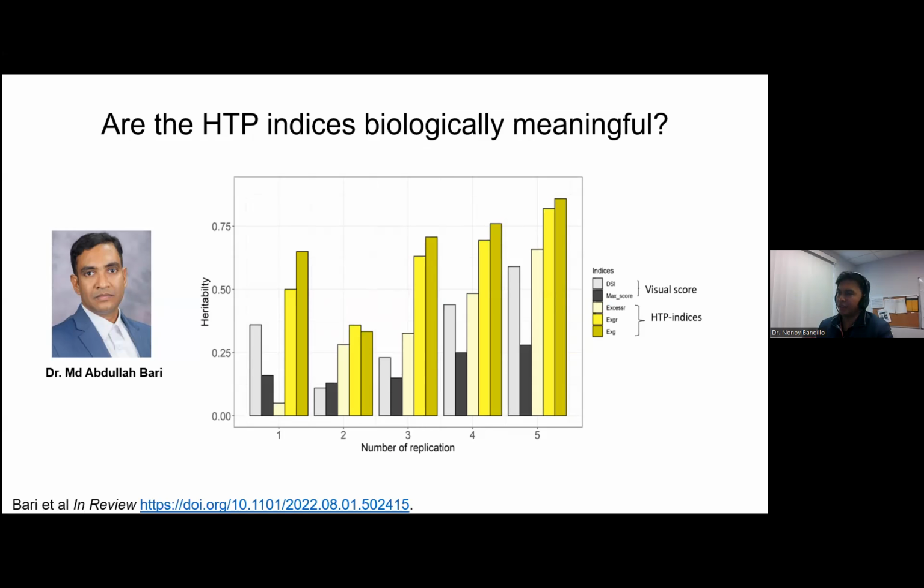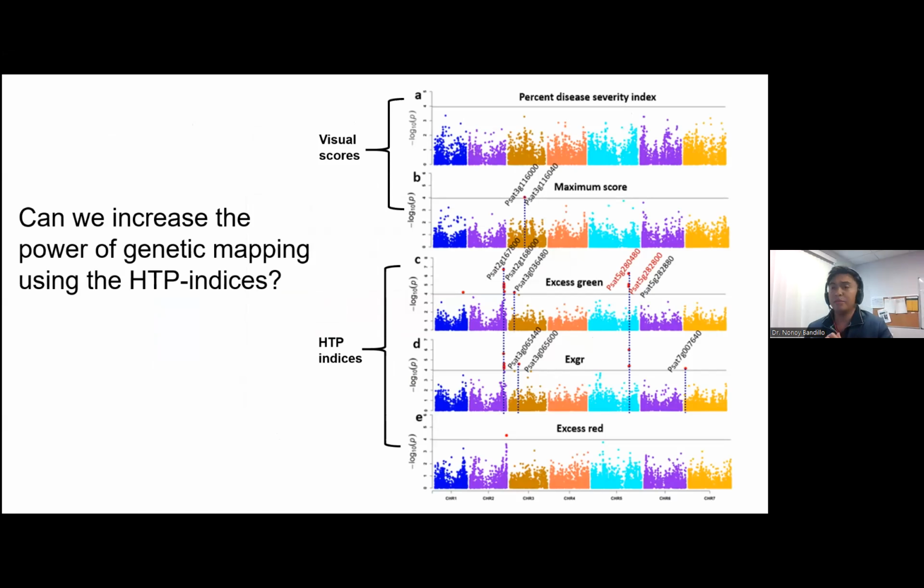And another question we had is, if heritable variation can be increased, can that be translated into increased power of genetic mapping? Okay, and these are the visual scores from the Manhattan plot. We do GWAS. I think this is just a typical QK model. We run multiple models, but for this one, I think this is just a QK model. And you can see that if you look at the signals or the SNPs identified, GWAS for HTP indices identified more associated signals than the visual scores. I think that's a good result.